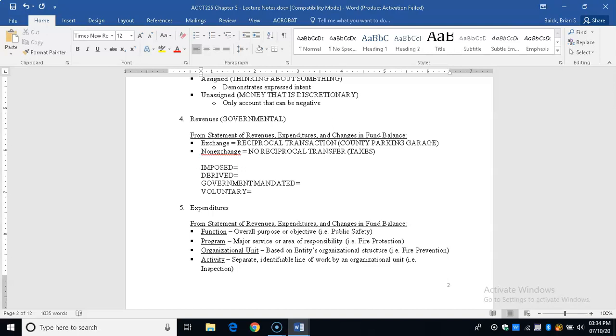Okay, so examples of imposed would be property tax. I own a house, so I didn't buy my house this year. I didn't sell my house this year. I'm just living in my house, and the government says, "Well, I have to pay property taxes of $7,000." That's an example of imposed non-exchange revenue for the government.